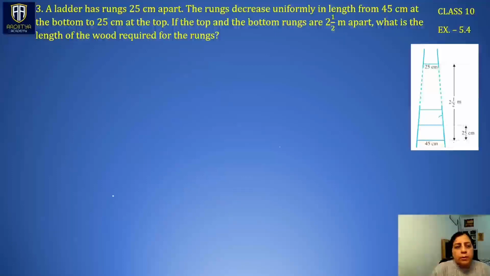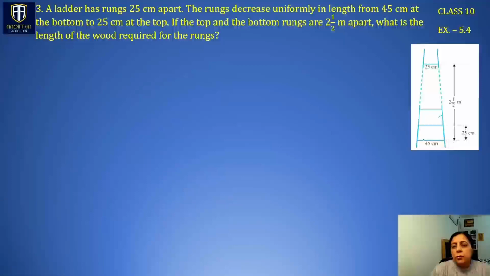Now the next question is, a ladder has rungs 25 centimeter apart. The rungs decrease uniformly in length from 25 centimeter at the bottom to 25 centimeter at the top. Right? If the top and the bottom rungs are 2.5 meter apart, what is the length of the wood required for the rungs? So in this question, there is a bit of confusion about what should be the value of A, N and D here. Now it says this is the first rung.